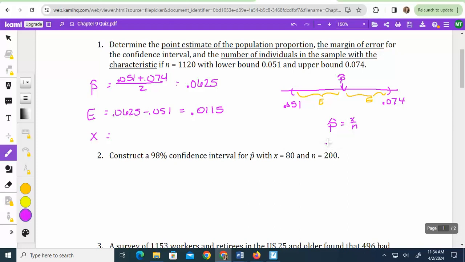So if my p-hat is 0.0625, that's equal to x over n, 1,120. So my x, the number with the characteristic, had to be 70. Any questions there?